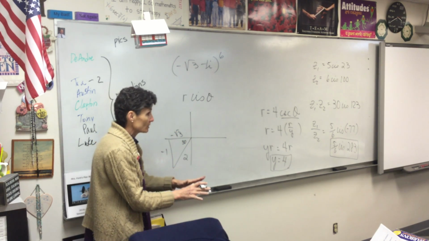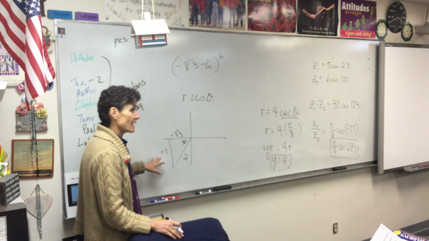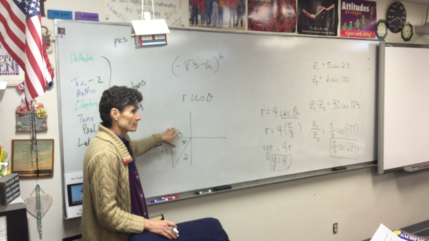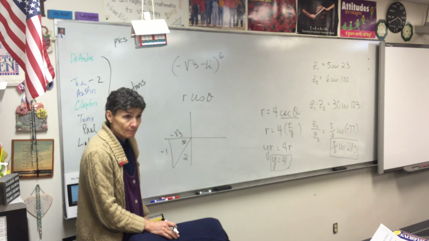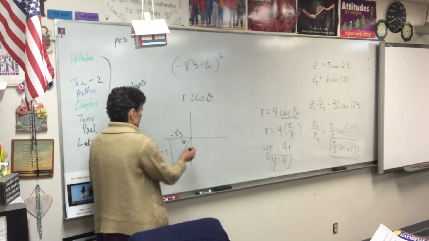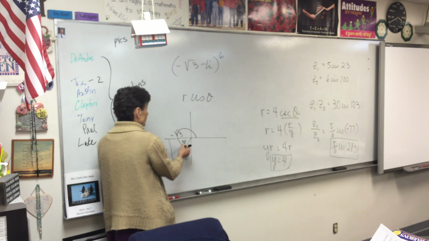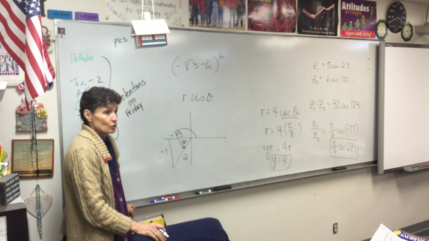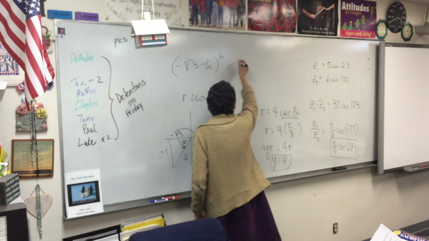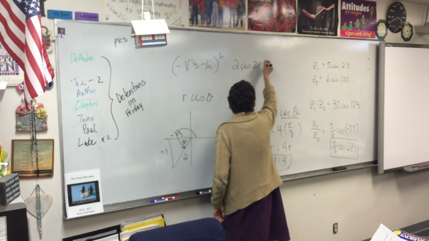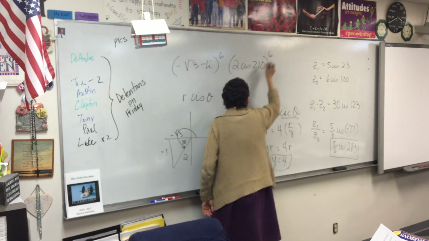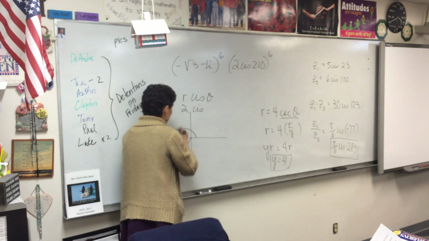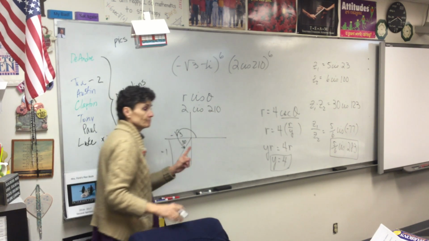Those numbers should look familiar to you, so you might know what this angle is, even without a calculator. But again, you have a calculator, so you could do what? Inverse tangent of 1 over root 3, and it should say 30, but be careful. Your actual angle is not 30. Your actual angle is 210. So your number is 2 CIS 210. This is your r. r is 2. And theta is 210.